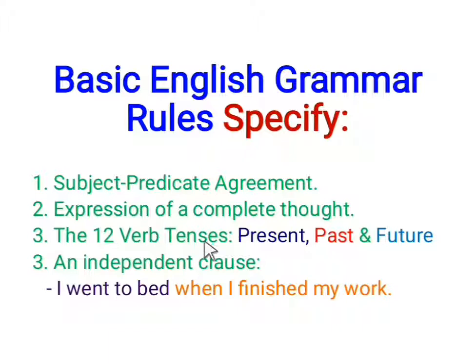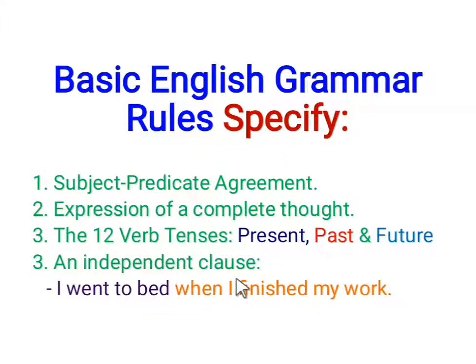The 12 verb tenses. In English grammar, tense is used to refer to the time of an action or event. Tense is the concept of time, which may be present, past or future. They are also classified into 12 basic forms. You have to have a clear idea about them. I'll come up with another tutorial for you about the tenses soon.